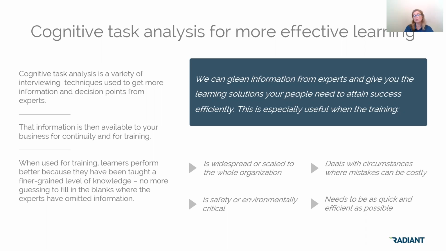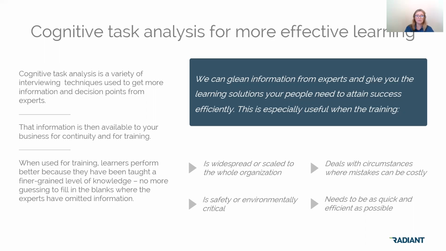Although it's possible to use CTA for simple tasks, it's really unnecessary. CTA instead is ideal for training that is widespread or scaled to your whole organization, such as when training is addressing a large, complicated new HR policy. It's also ideal for when the content deals with circumstances where mistakes can be costly, such as working with large batches or expensive raw materials.